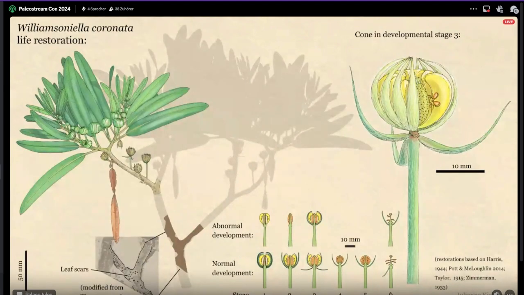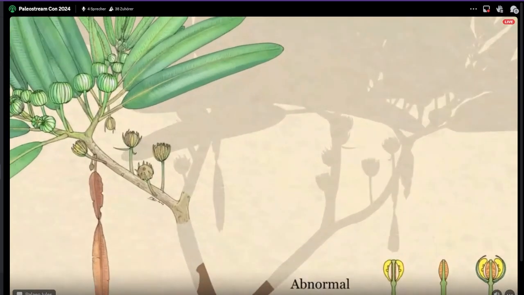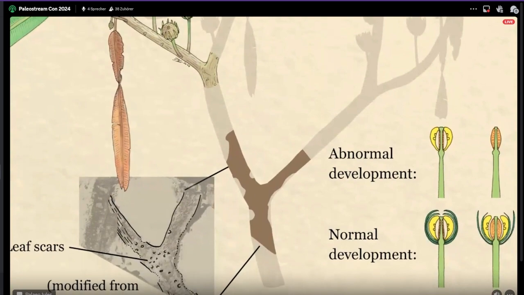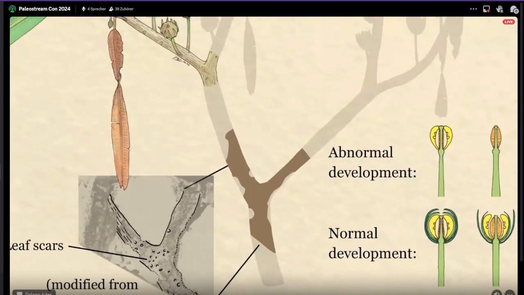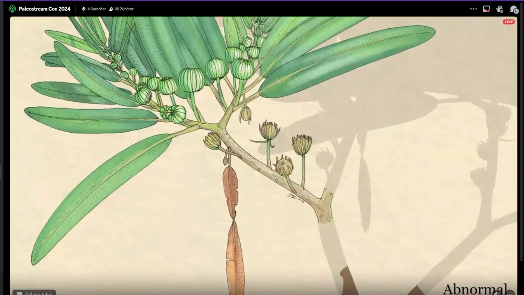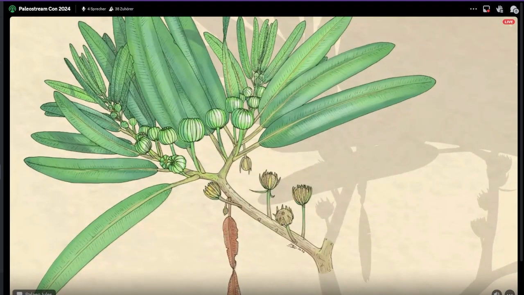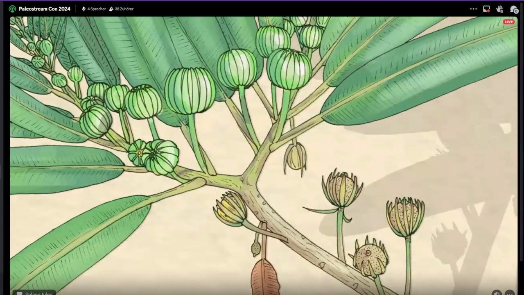Okay, so this is one of the bisexual taxa I was talking about, Williamsonia coronata. This one's a little different. So we have a potentially single specimen with corresponding leaf scars, which shows that, again, it dichotomized. But unlike the previous taxa, the cones were not born at the tip of a branch, but instead were born in the axils of leaves. Basically, they're born at the base of a leaf.